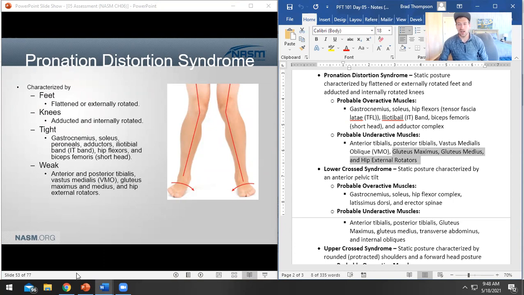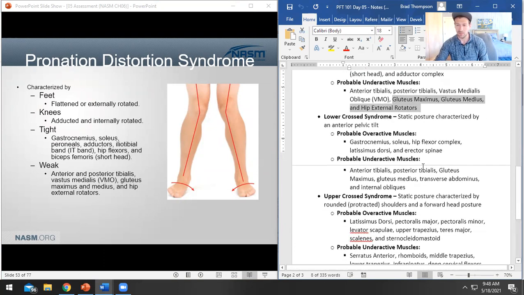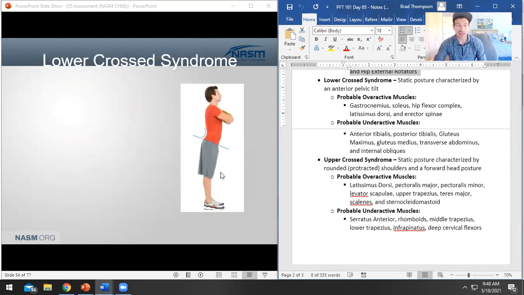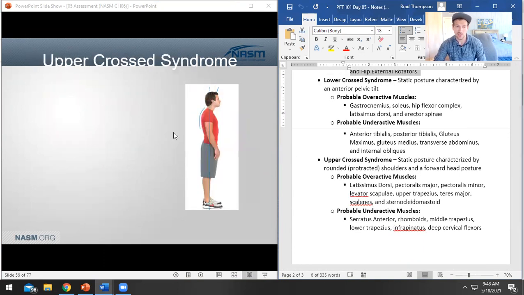So we can all put that into a program. We're going to do that here in just a little bit. So that is lower cross syndrome.